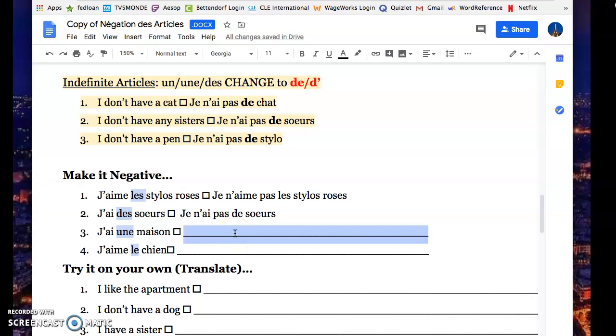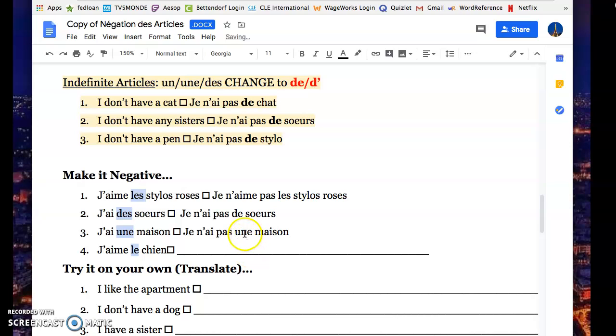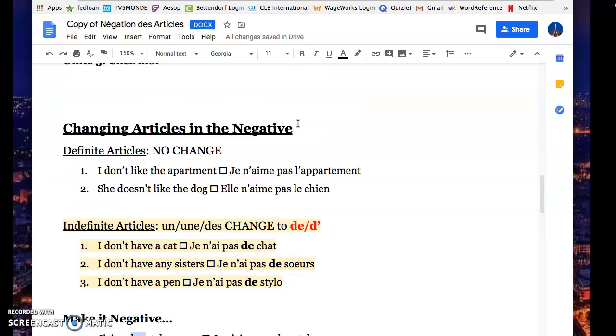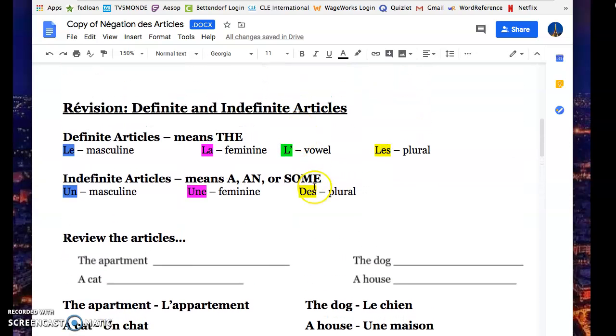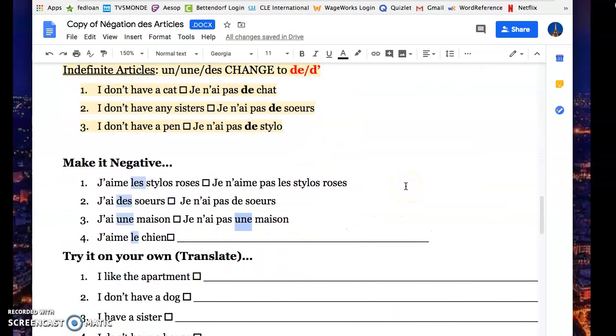Okay, number 3. J'ai une maison. I have a house is going to change to I don't have a house. I don't have in number 3 is going to be just like it was in number 2. Je n'ai pas. We're going to have to change une because this is an indefinite article, which you can see if you scroll up or if you look at your notes. Une is right in here as an indefinite article, so we have to change it to de, maison. Maison starts with an M, so we don't need the D apostrophe, we just need the DE.